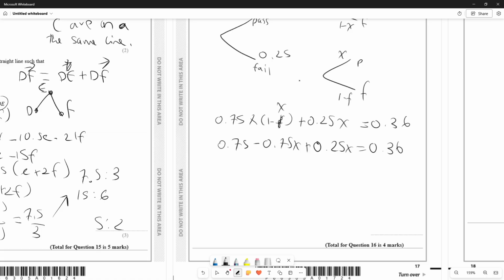Next, let's move on to the other side. So we're going to take away the 0.36 and move this to the right side. Okay. 0.75 minus 0.36 is, sorry, that's 0.39. So 0.39 is equal to 0.5x, because this would have resulted in minus 0.5x when you move it to the other side. Now, in order to figure out x, which is the probability of passing the practical test, we just times it by 2. So x equals 0.78, which would be our answer. We can also write 78% if you want.